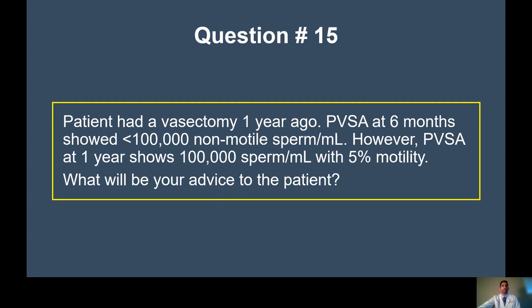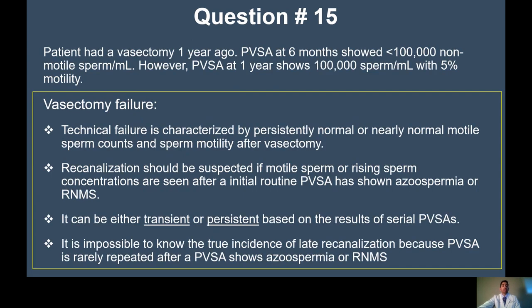Clinical question 15. A patient had a vasectomy roughly 1 year ago. Post-vasectomy semen analysis at 6 months showed less than 100,000 non-motile sperm. However, post-vasectomy semen analysis at 1 year shows 100,000 sperm per milliliter with 5% motility. What will be your advice to the patient? Now, this unfortunately is rare, but is seen. I see this scenario roughly once a year.